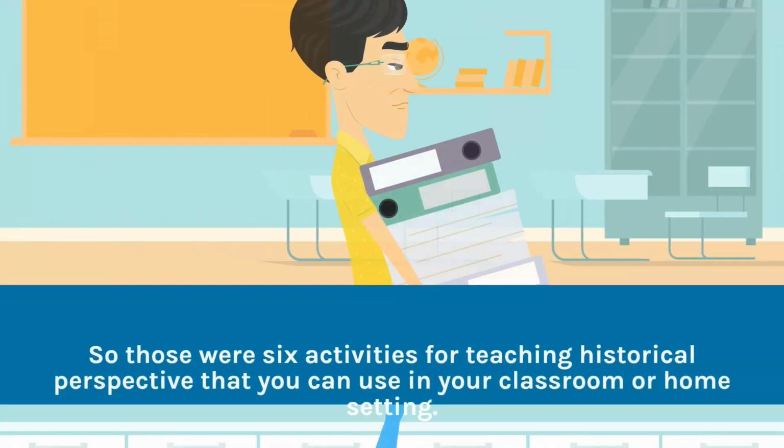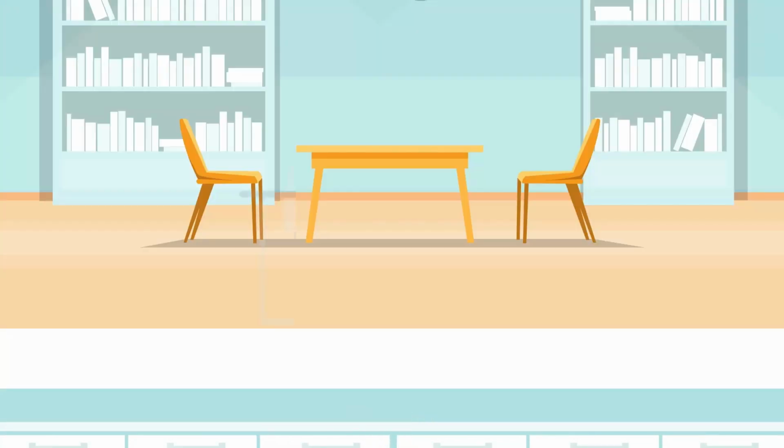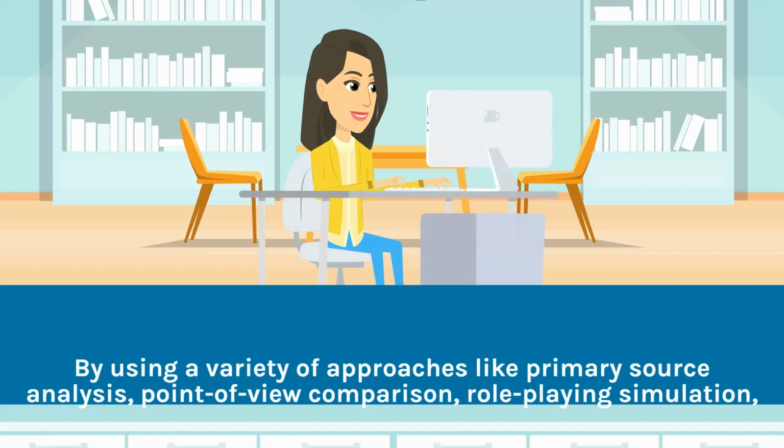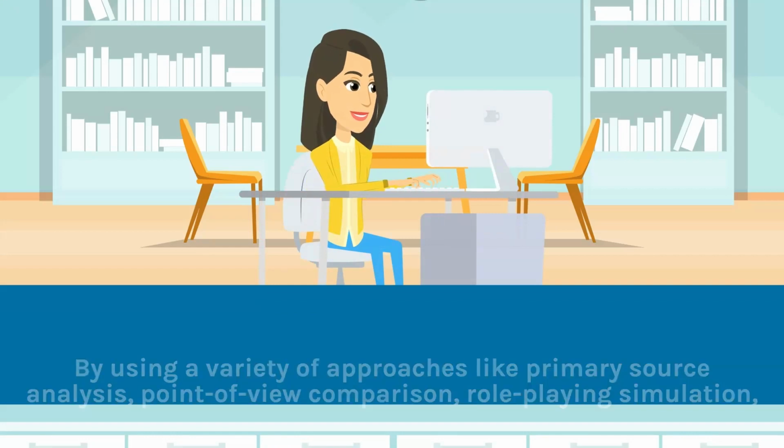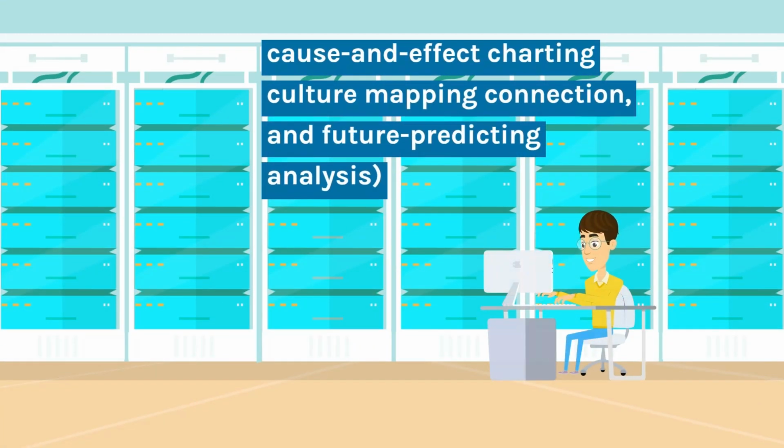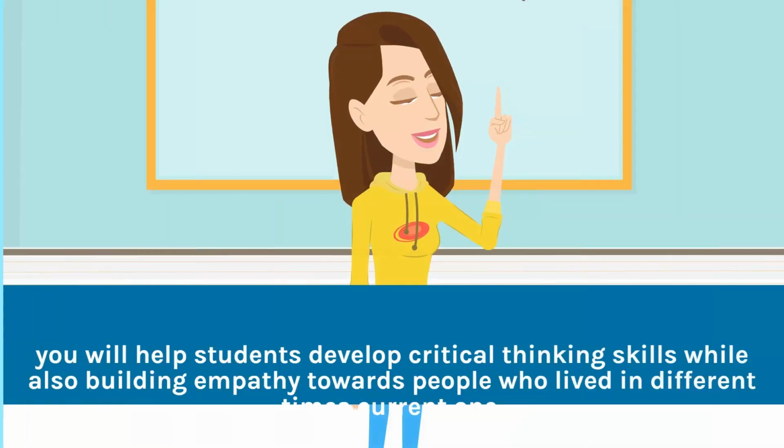So those were 6 activities for teaching historical perspective that you can use in your classroom or home setting. By using a variety of approaches like primary source analysis, point of view comparison, role-playing simulation, cause and effect charting, culture mapping connection, and future predicting analysis, you will help students develop critical thinking skills while also building empathy towards people who lived in different times than the current one.